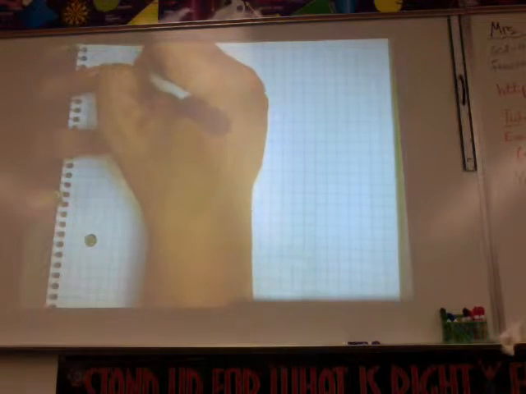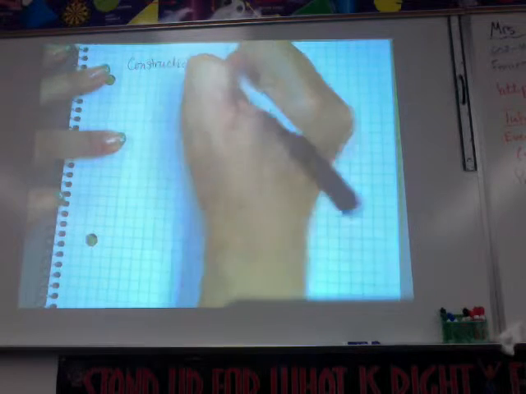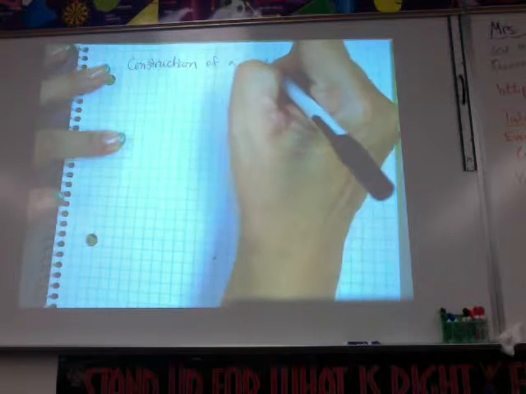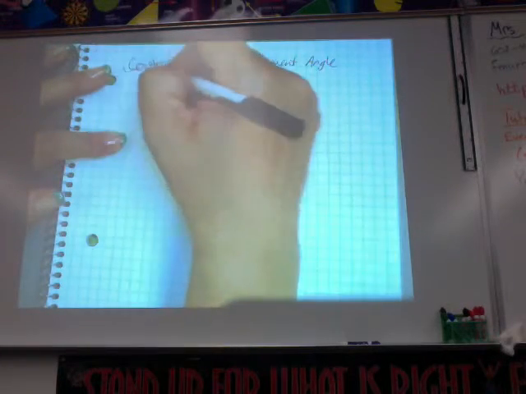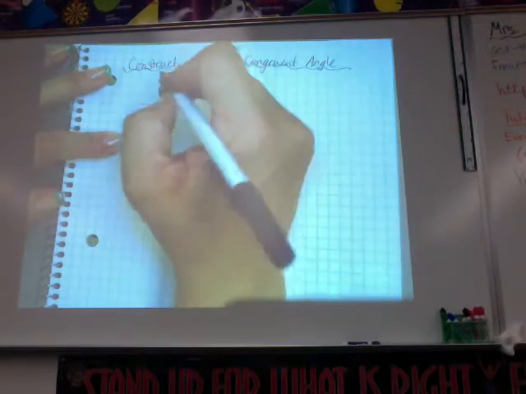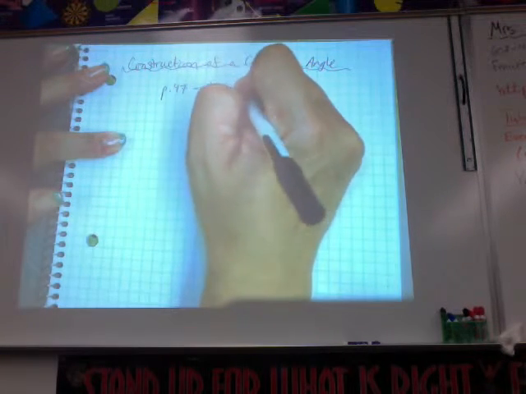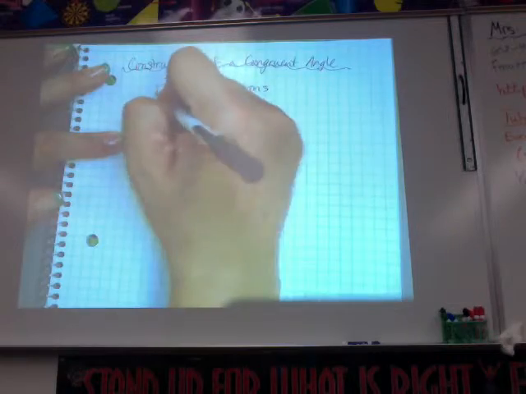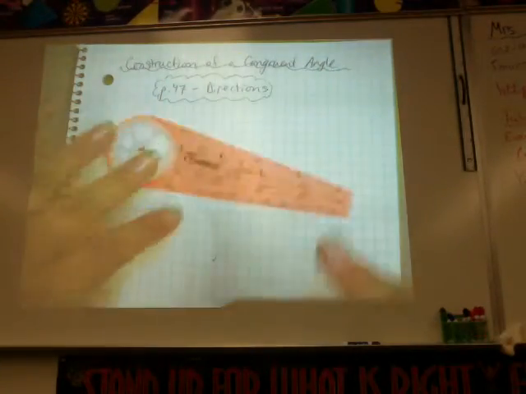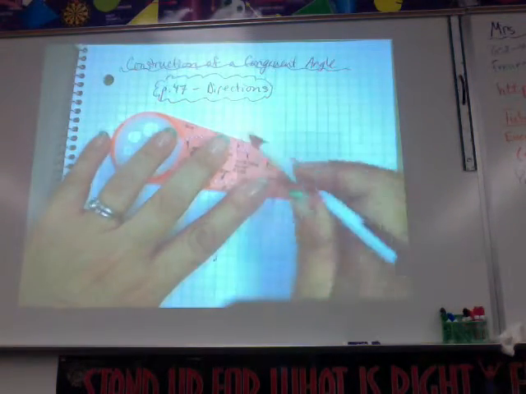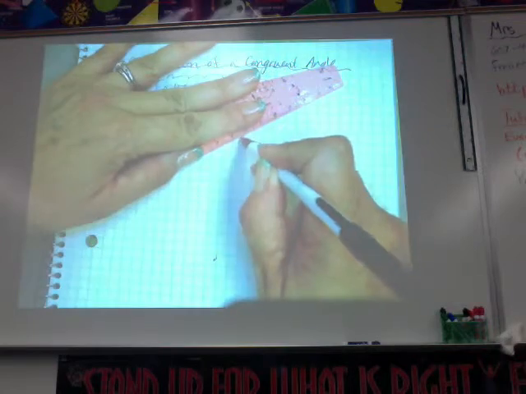Okay, construction of a congruent angle. And this is page 47, are your directions. All right, so draw in an acute angle. Again, making sure that none of your lines are horizontal.